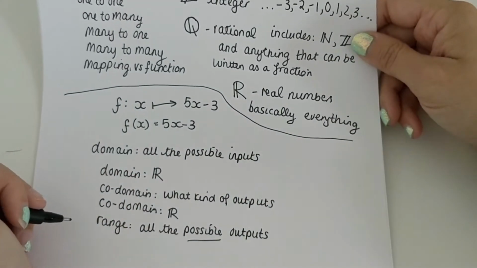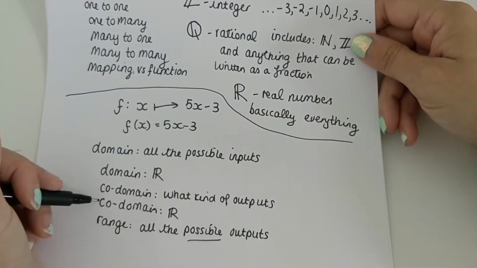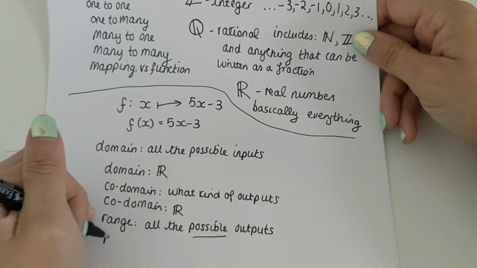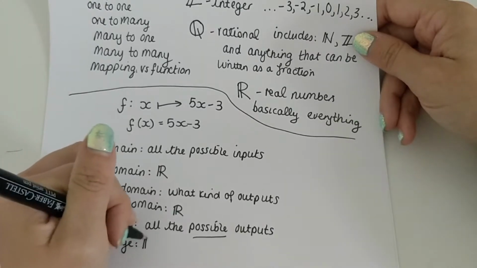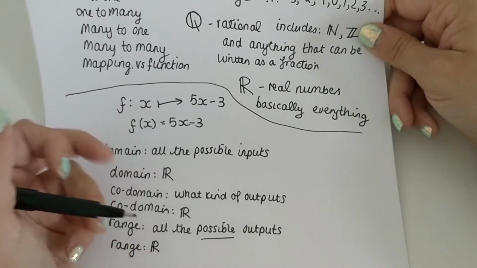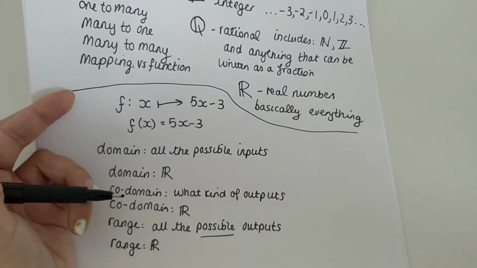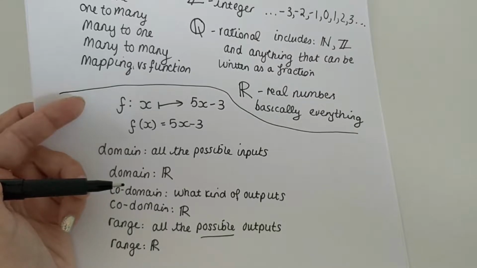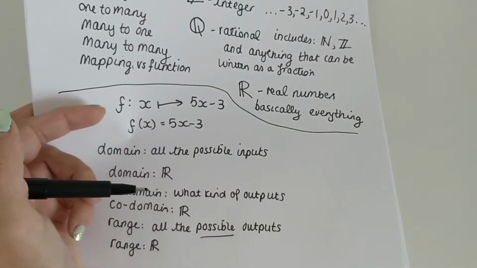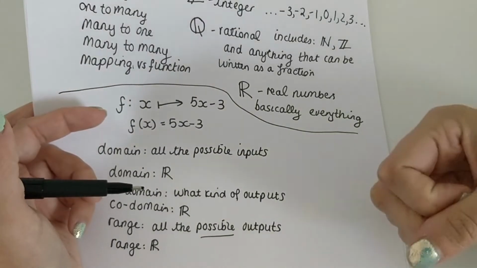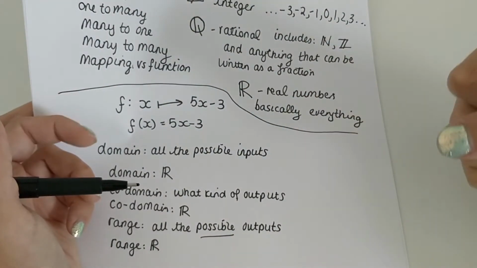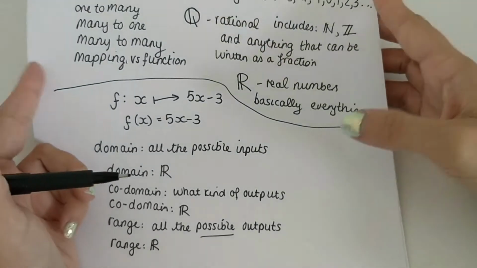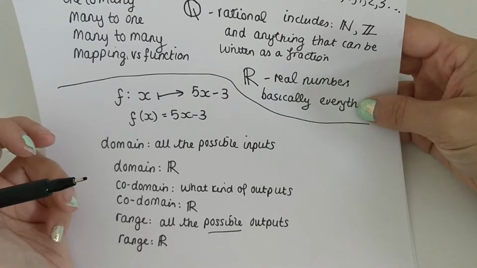Because there might be some numbers that aren't possible, which you would include in your codomain, but you wouldn't include in the range because they're not possible. In this case, though, all of R is possible. The easiest way to realise that is by thinking, could I undo this function with any value? Could I say 5x minus 3 equals anything and solve it? And the answer is yeah, that's solvable. So the range could be anything.